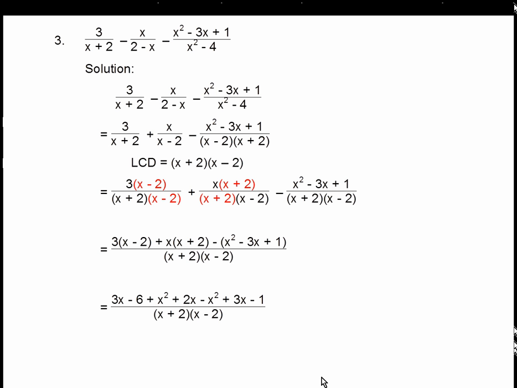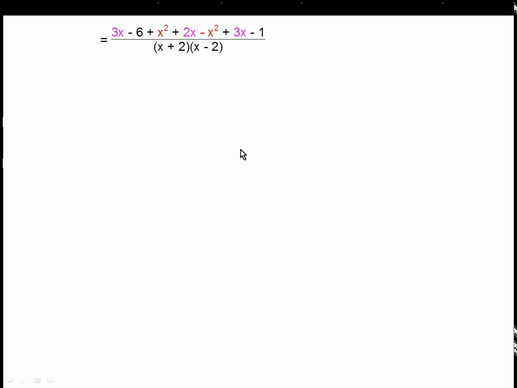We're now getting ready to combine similar terms in the numerator. So let's see, when I combine my similar terms, working with the x squares, x squared minus x squared is 0. Okay, the x term, 3x plus 2x is 5x, plus 3x gives me 8x. Excuse me, that's the x term. Now my constant, negative 6 minus 1 is negative 7. So I have 8x minus 7 over x plus 2 times x minus 2.